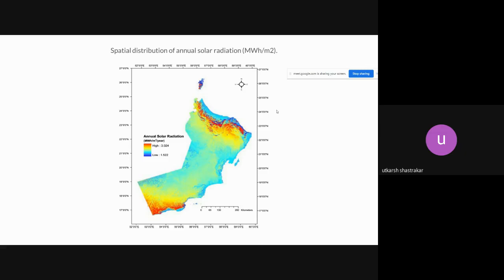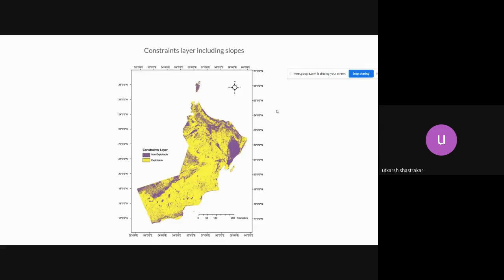And then we can see that the majority of the land does not actually receive a high amount of solar radiation. So, for example, central Oman does not receive any radiation that could be exploited to generate electricity. The major areas receiving solar radiation are mountain ranges in Oman, and then some areas in the coastal regions. Then we have the constraint layer. So this is the constraint layer which actually is prepared using the digital elevation model.